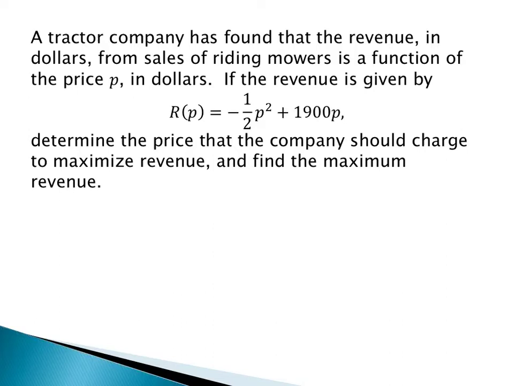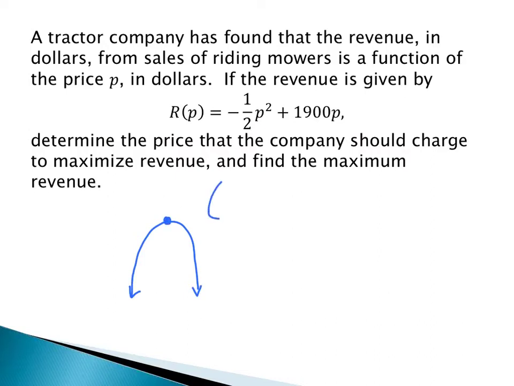Here we go. You've got a tractor company, and revenue, R, based on some price P in dollars, is given by this function. They want us to determine the price that the company should charge to maximize revenue. Well, first, we know we have a parabola. The leading coefficient is negative, so therefore our parabola faces down.